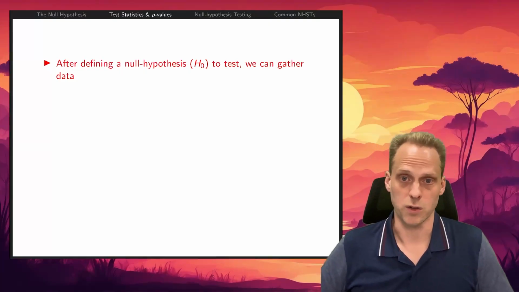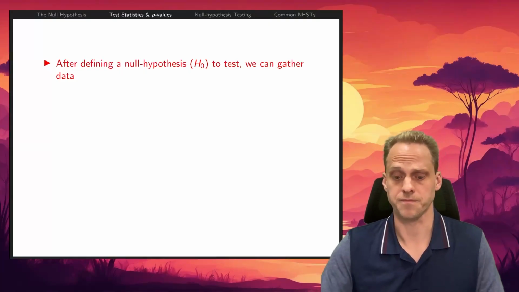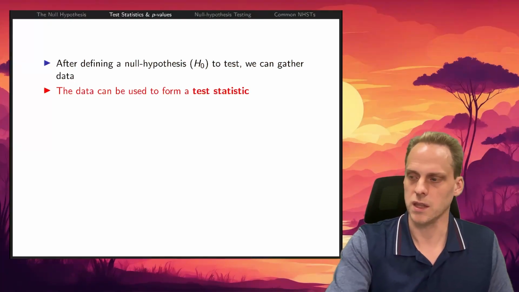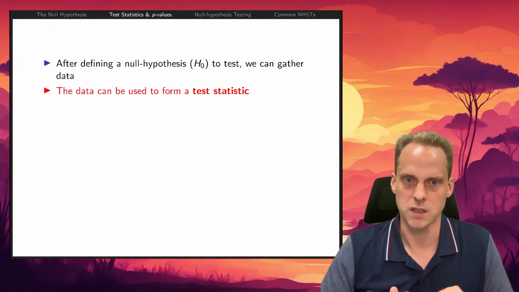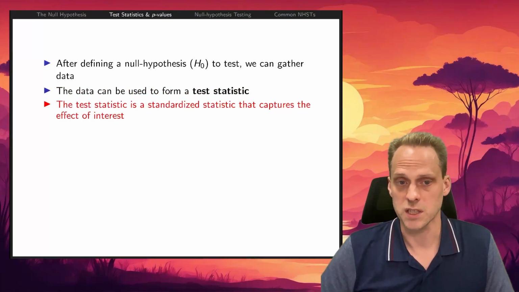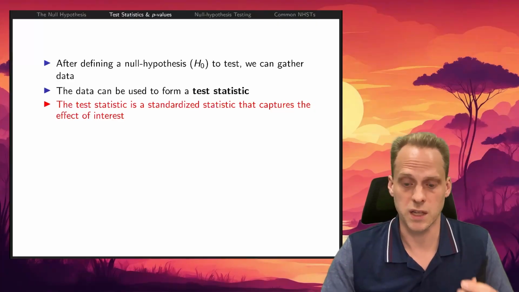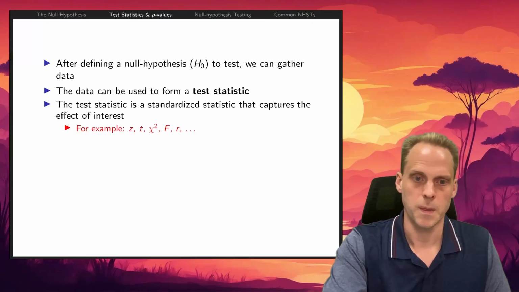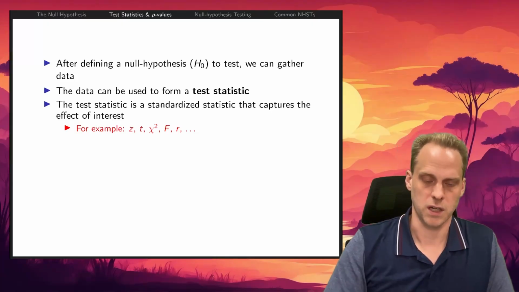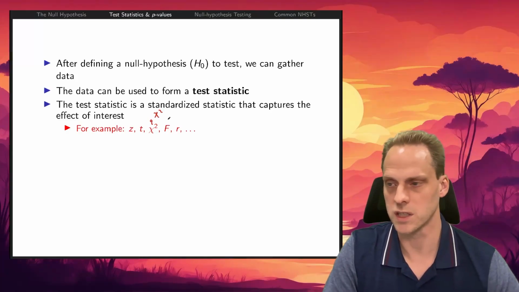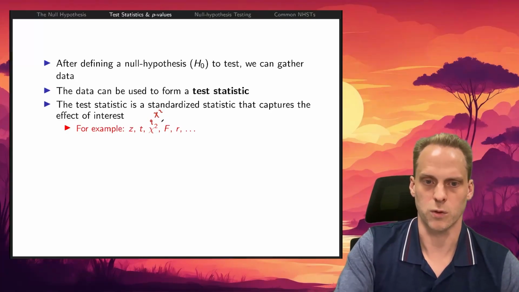After defining a null hypothesis to test, we can gather some data. And this data we can use to form a test statistic. The test statistic is basically a way to summarize the distance, the effect that you have in your data. So the test statistic is a standardized statistic that captures the effect of interest. For example, the distance from the mean in standardized units. Usually they take some form like Z, T, chi-square, F, R, right? They have some name, usually a Roman name. A chi-square actually is also sometimes called X squared, and the chi-square is actually the distribution, but people tend to call it chi-square anyway.